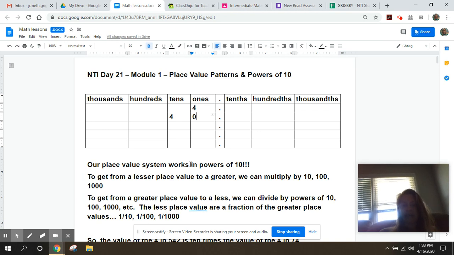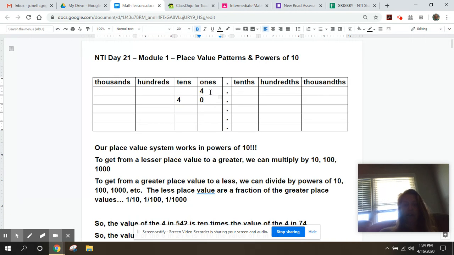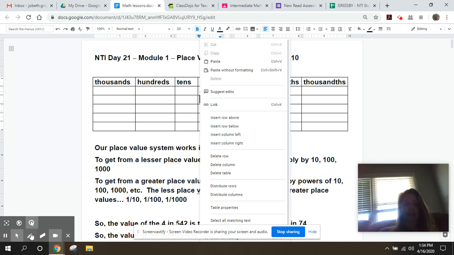In this case, this value of 4 is in a lesser place value than this 4, which is in the tens place. So when we're going from 4 in the ones to 4 in the tens place, so 4 compared to 40, or 4 ones to 4 tens, the 4 in the number 40 in the tens place is 10 times the value of this 4 because it's in a greater place value.